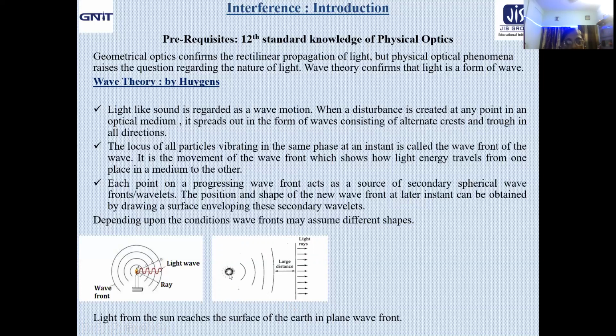That means a point source, but at a very large distance. That's why the wavefront is appearing as nearly plane. Actually, light from the sun reaches the surface of the earth in a plane wavefront because of this reason.